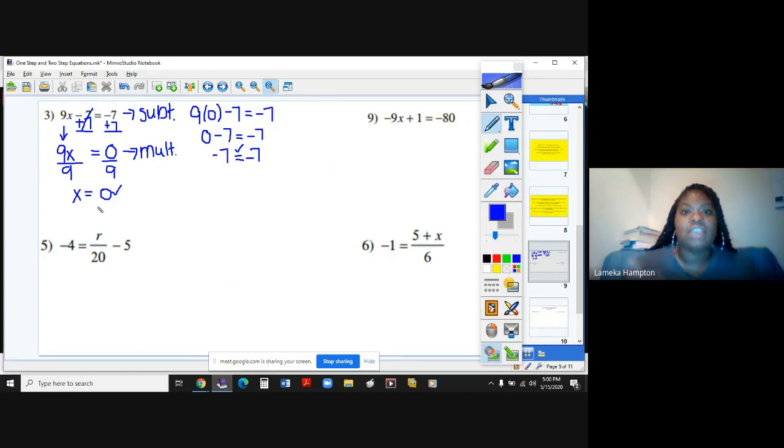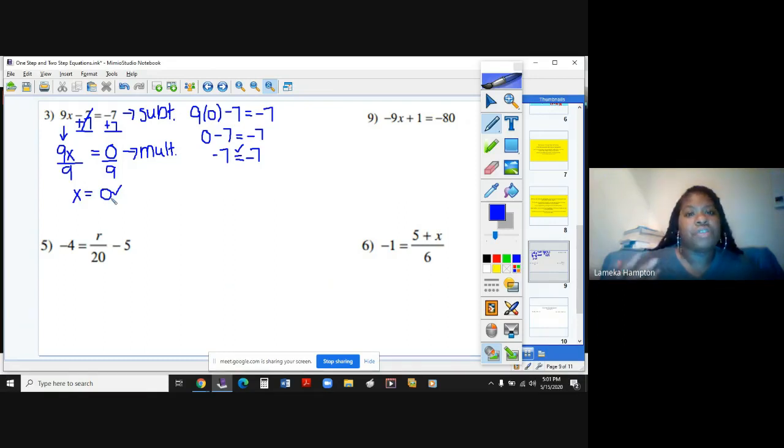So what I did to check my answer to make sure that it was emphatically correct, I substituted x back into the original equation. I substituted 0 in back into the original equation for x. So now I have 9 times 0 minus 7 equals negative 7. 9 times 0 is 0. Minus 7 equals negative 7. 0 minus 7 gives me a negative 7. Negative 7 equals negative 7. So because it checks out, that means 0 is in fact my answer.